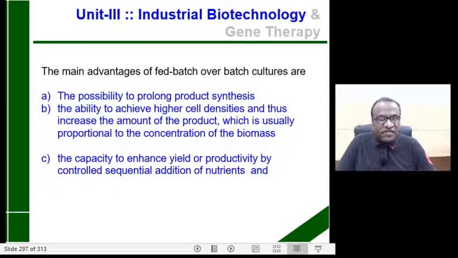The possibility to prolong product synthesis. You can take up the product synthesis duration for much longer time when compared to the batch cultures. Then the ability to achieve higher cell densities, so that there is an increase in the amount of the product that is being synthesized, which is proportional to the concentration of the biomass. And the third one, the capacity to enhance yield or productivity by controlled sequential addition of the nutrients.